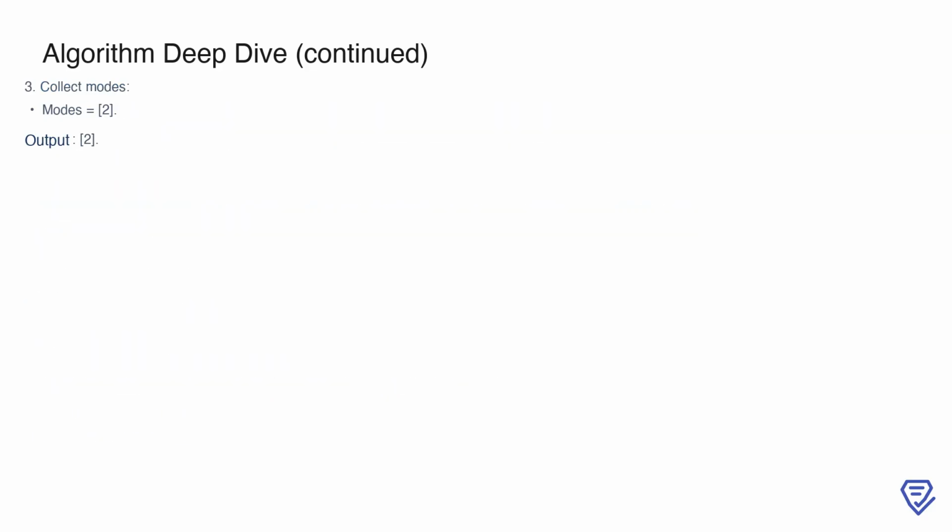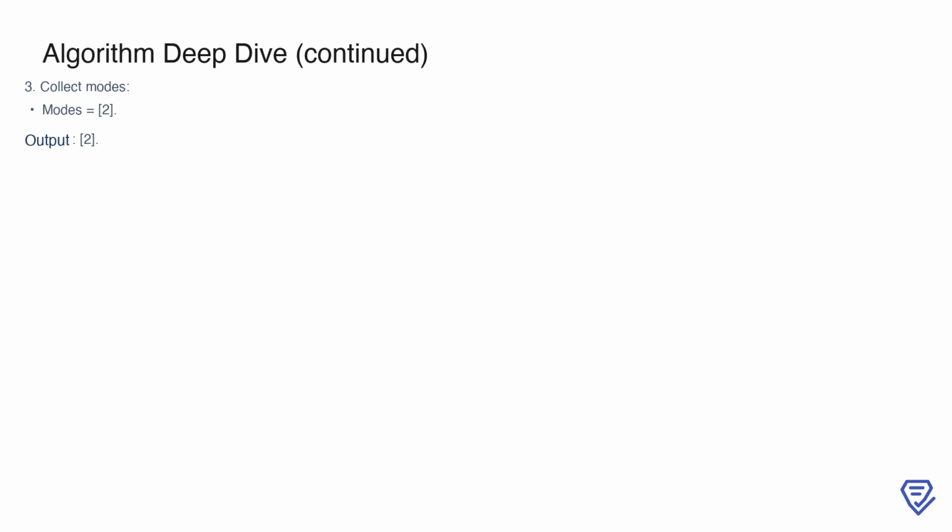Once we have the maximum frequency, which is 3, the next step is to collect all the keys from the hash map that have this frequency. In this example, the value 2 has a frequency of 3, so the modes are [2]. This list becomes our output. By following these steps, we've successfully identified the mode of the BST using the brute force approach.